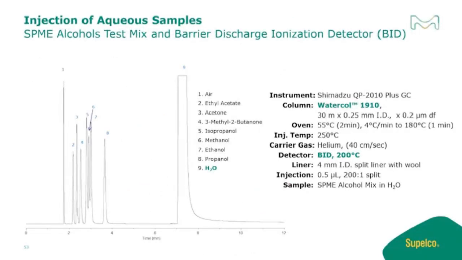Here's an example where we're looking at some other alcohols and where water elutes relative to these compounds. Again, this is using the BID from Shimadzu, the barrier discharge ionization detector, which is about 100 times more sensitive than your typical thermal conductivity detector. So we're at fairly low amounts. And you can see very good resolution of the various alcohol peaks, and water well resolved and easily quantitated. You can even see the air peak is detected in this particular sample using the BID. Again, demonstrating its versatility as a universal detector.